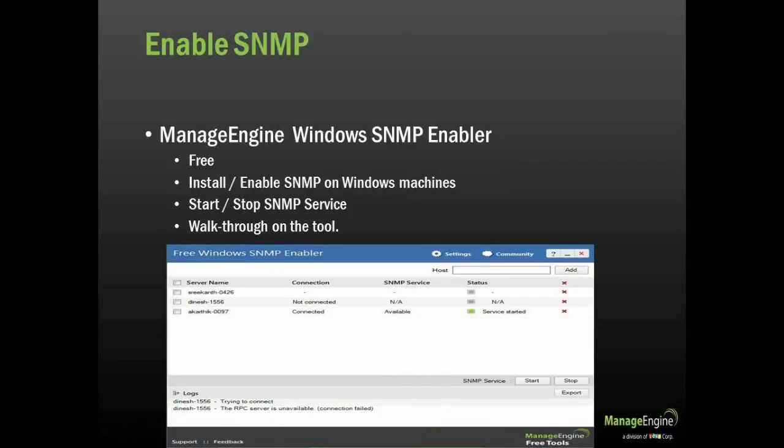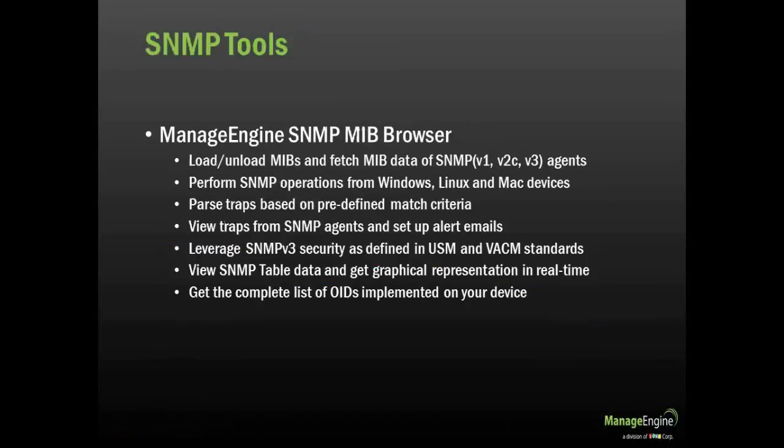Let me get back to the presentation again. Next, we are going to look at the SNMP MIB browser tool. You can load or unload MIBs and fetch MIB data from managed devices with SNMP v1, SNMP v2c, or SNMP v3 agents. You can perform SNMP operations from Windows, Linux, and Mac devices. You can parse traps based on a predefined match criterion.